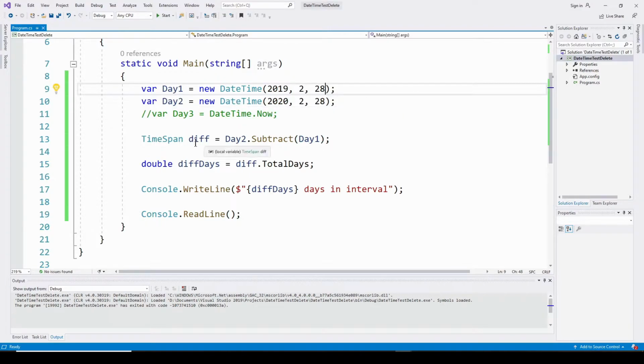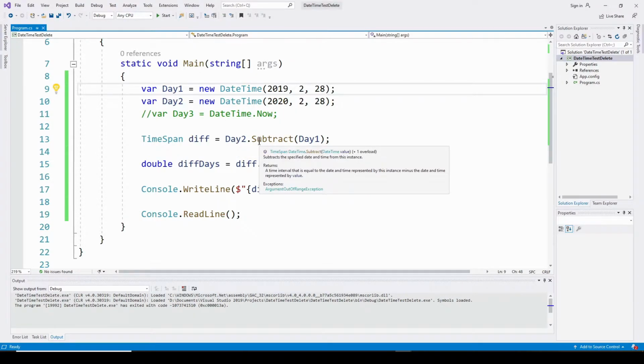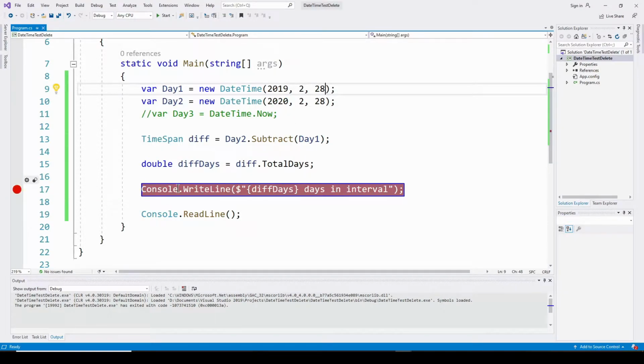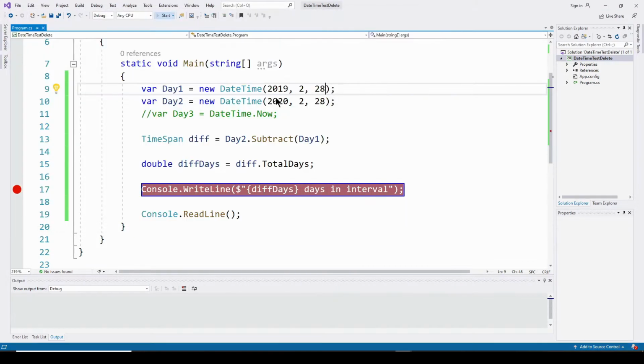And coming down here, I'm calculating a difference using a TimeSpan object, okay? And I'm calling it diff. The way I do that is I take day 2, which is this 2020 date, and subtract from it day 1, which is the 2019, and come up with a difference. And that is a TimeSpan object, System.TimeSpan. Hopefully it will help us figure out how many days or whatever between these 2 dates. So I'm going to put a breakpoint down here, and I'm going to run this.